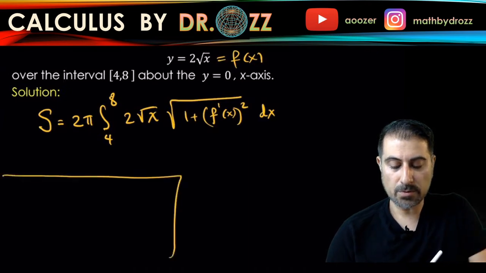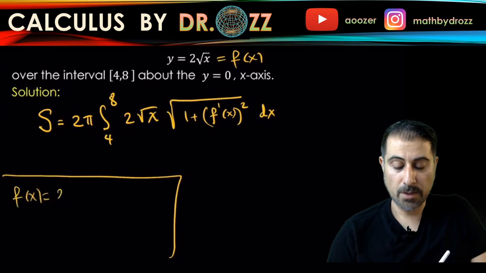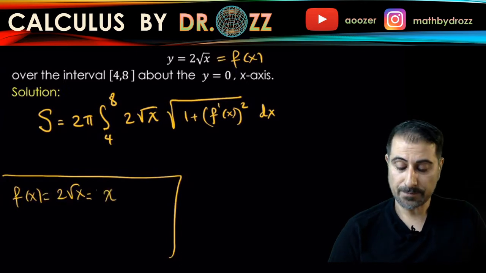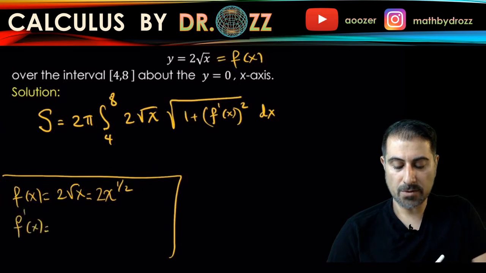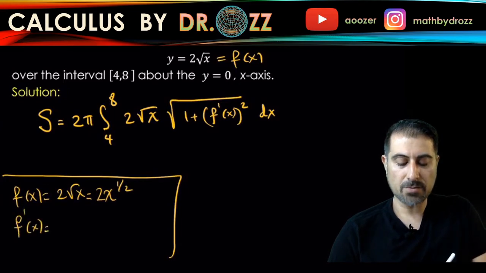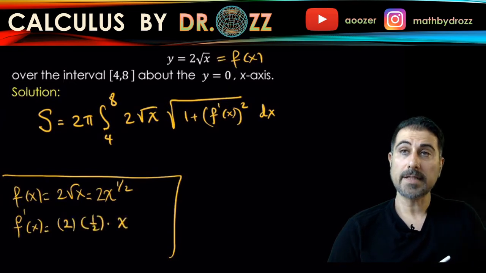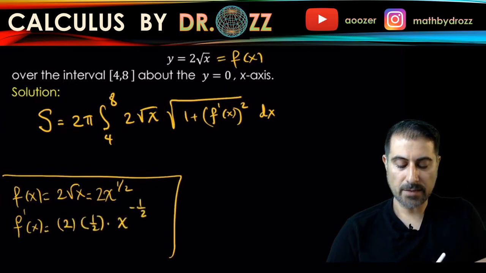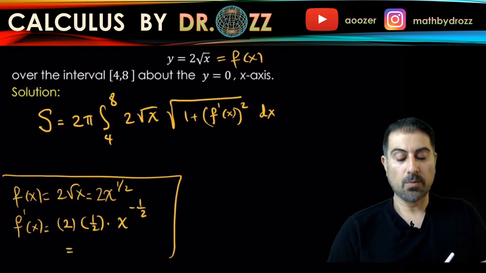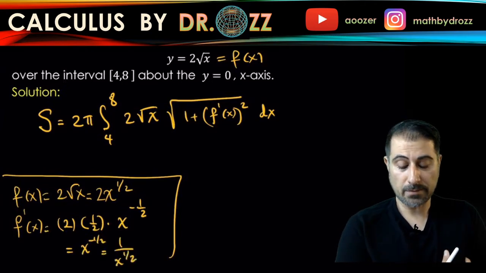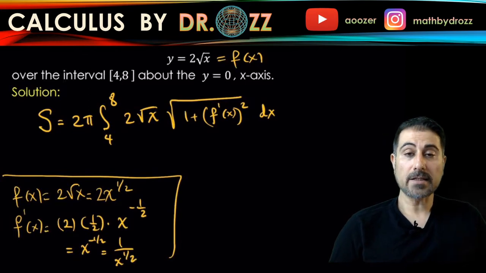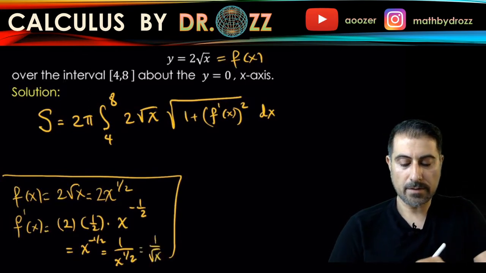So f of x equals 2 radical x, but I'm going to write it in the exponent form: 2 times x to the power of 1/2, and use the power rule for differentiation, which is 2 times 1/2 times x to the power of negative 1/2. If you simplify this, x to the power of negative 1/2 is the reciprocal of x to the power of 1/2, so 1 over x to the power of 1/2, but in short, it's 1 over radical x.